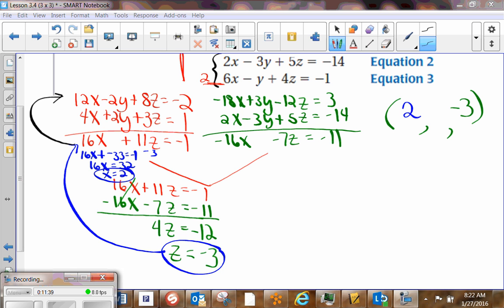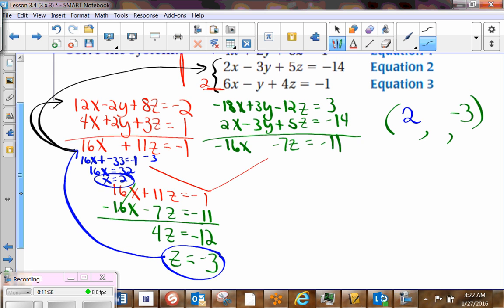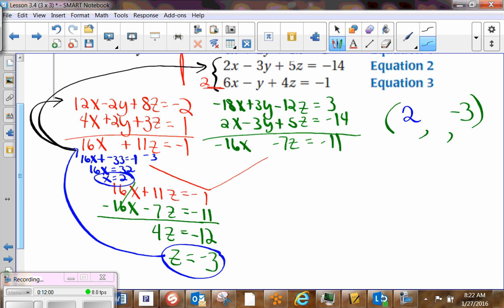And I'm going to put in, I've got my x and my z. So I'm just going to go to the first equation. You can do either one, but I'm going to go to the first one. Actually, I should go back to the original, just to make sure I'm not making mistakes about mistakes already made.